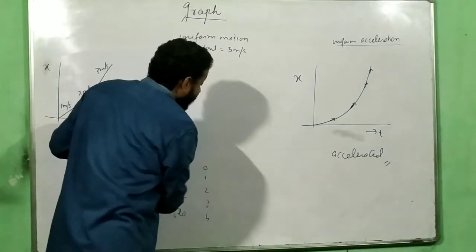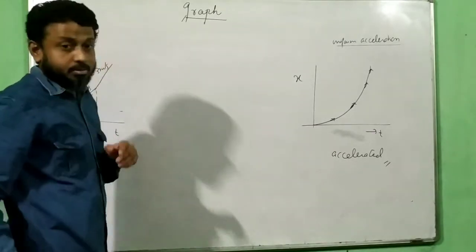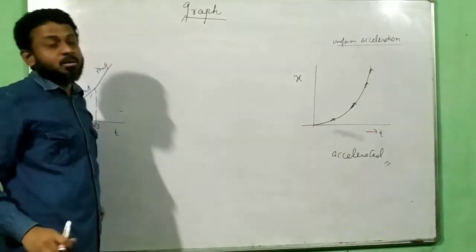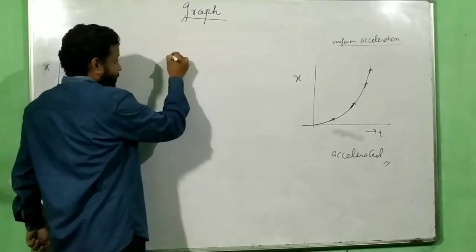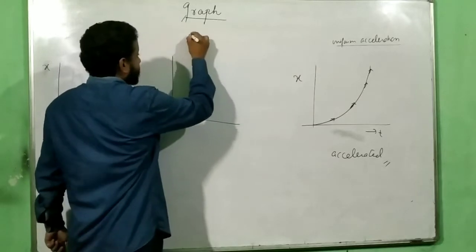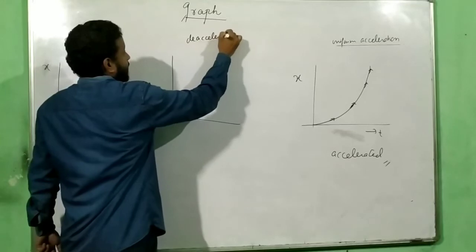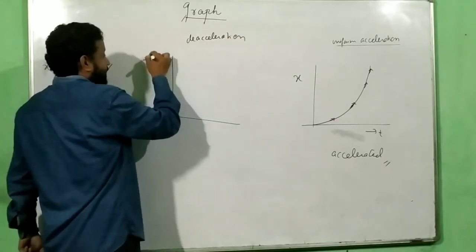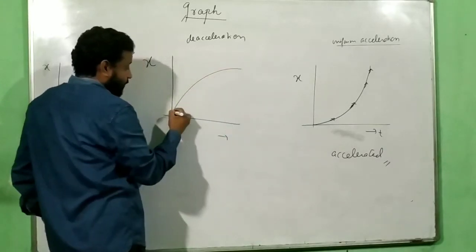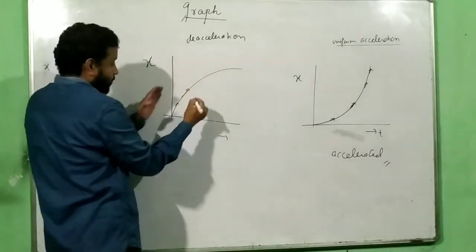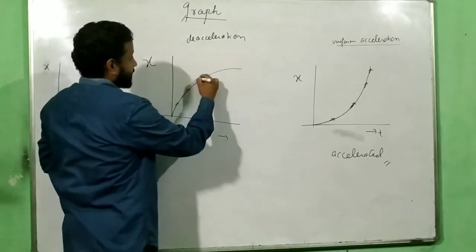What about decelerated motion? That means the body is moving and suddenly it starts applying a brake. So if a body is moving under deceleration, retardation, so if this is my displacement versus time graph, here if you can see the slope, look at the steepness. It is becoming flatter and flatter, correct?